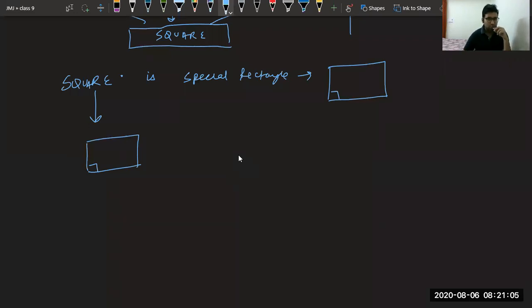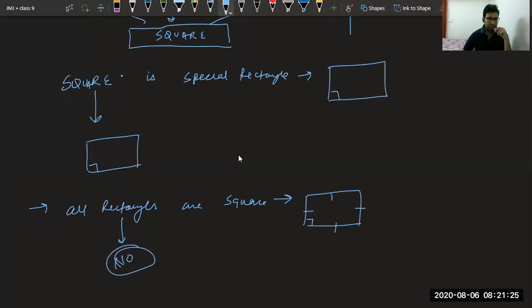And in the reverse case, Jasnoor, you said that when I asked all rectangles are square, in that case you have to check for the properties of square. Square has all sides equal and angle 90 degree. Does rectangle follow these properties? No. That is why we said it is false. Okay, Jasnoor, are you not able to understand this?